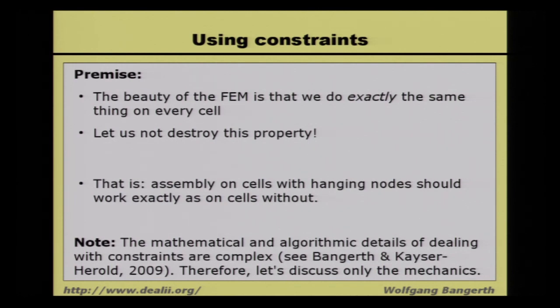to do something different for a cell that has, for example, a hanging node on the left, and something else different for a hanging node on the right, and then maybe something else different for a cell that has hanging nodes on opposite sides, and something yet else for a cell that has hanging nodes on adjacent sides. So we somehow want to keep doing the exact same thing over and over again. And so what I'm going to show you a little bit is just how the mechanics of this work.